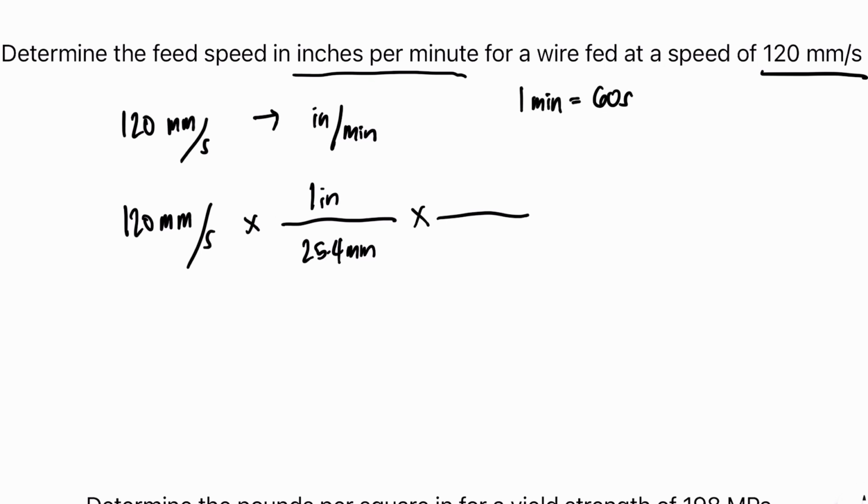So you put the 60 seconds on the numerator for you to cancel the units, then 1 minute on the denominator. That leaves you with this one. As you can see, the remaining units are inches and minute. Operating that equation will give you 283.5 inches per minute of feed speed. So this is your answer.